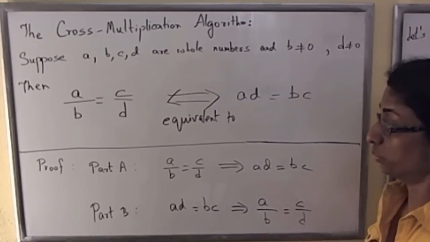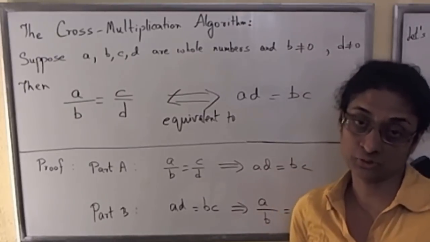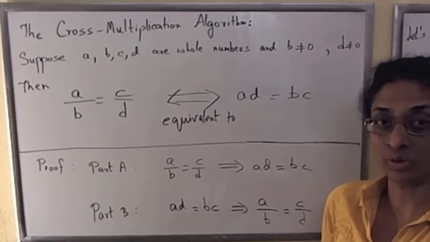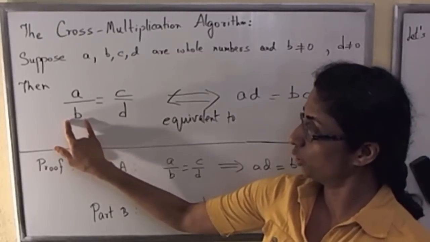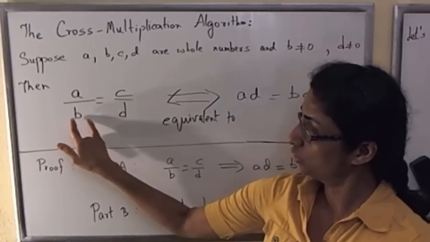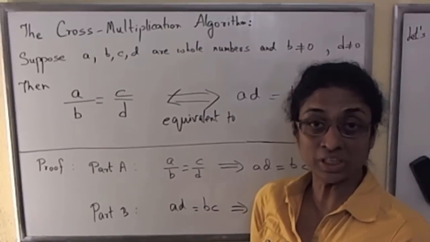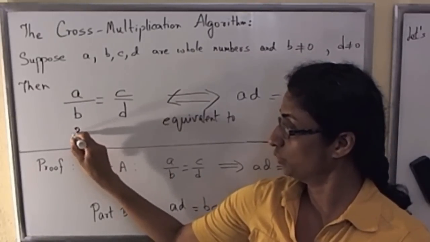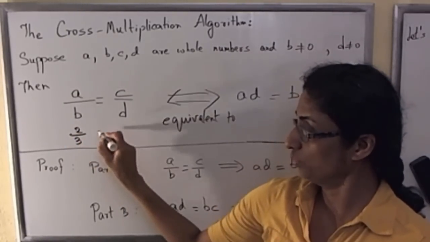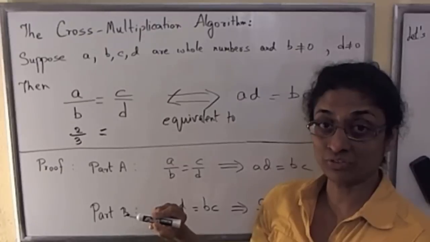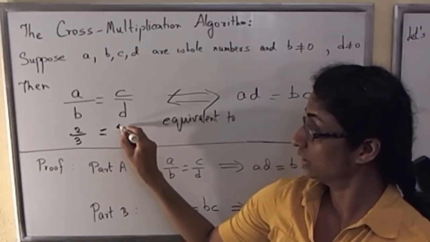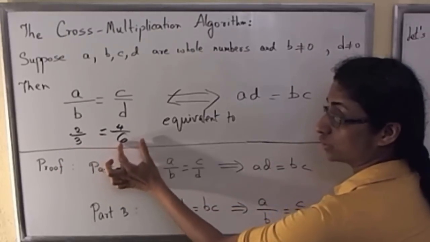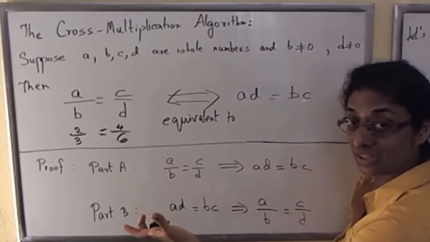But before I start the proof, let's get a feel for this cross multiplication algorithm with numbers and see how that might work out. So here we are given A over B equals C over D, two fractions that are equal. You know that happens when we pick equivalent fractions. So let's pick 2 over 3 for our A over B, and pick another equivalent fraction of 2 over 3. So let's just write 4 over 6. So as you can see, 2 over 3 equals 4 over 6. We believe that that's a correct statement.